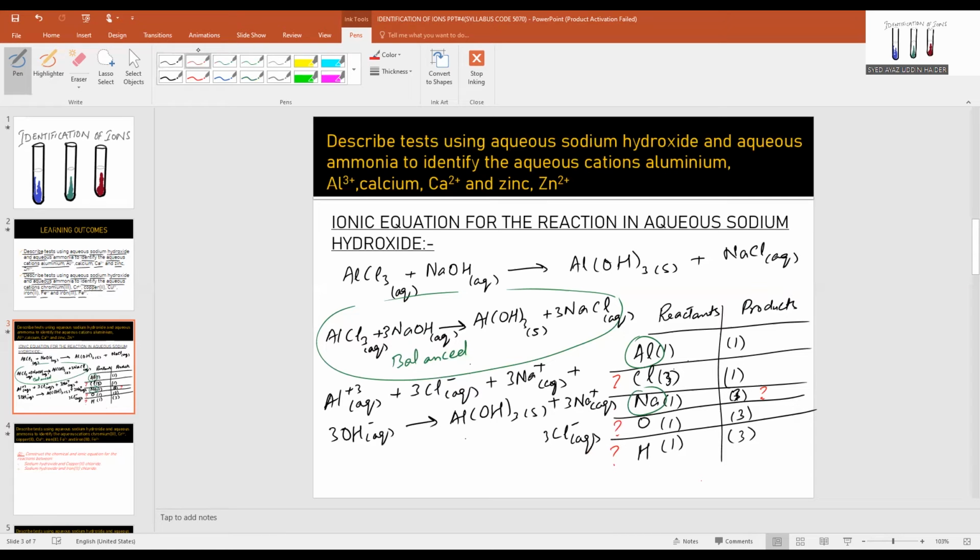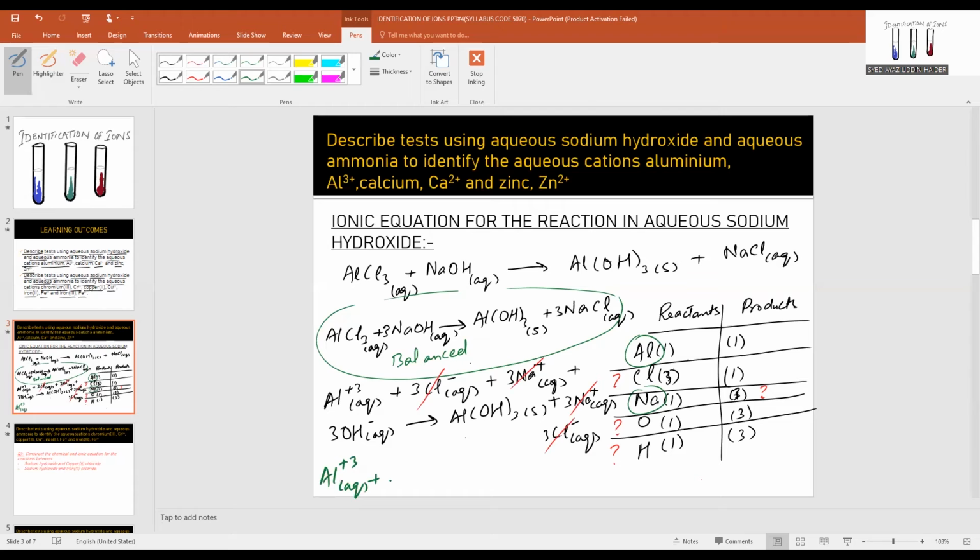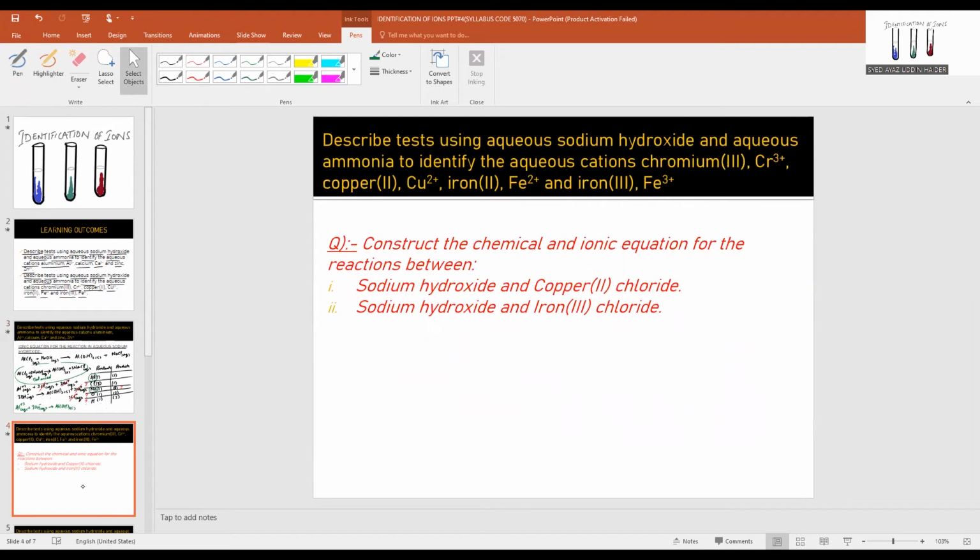Now cancel out the common or spectator ions on both sides of the equation. You know, these are the spectator ions, these are common: Na+ and Cl-. So in the end, you will get this. This will be the final equation: Al3+ aqueous plus 3OH- aqueous gives Al(OH)3 solid. This is your final equation.